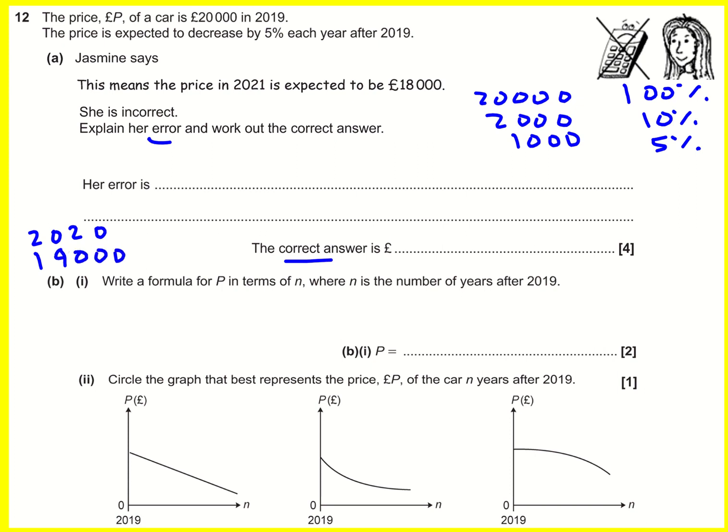I can see now what Jasmine's done. She's actually then decreased by 1,000 again. She's decreased it by 10% overall. So she thinks if you decrease by 5% and then by 5% again, it's the same as decreasing by 10%. But that's not true, because on your second one, it's 5% of your new value, not the original value.